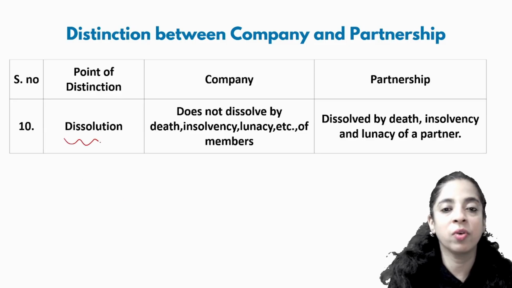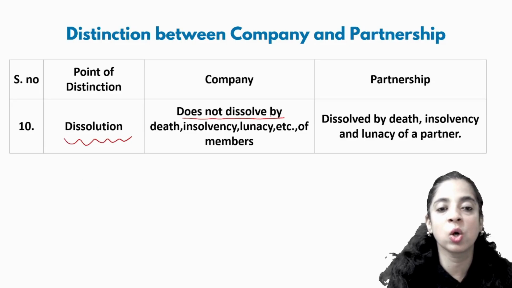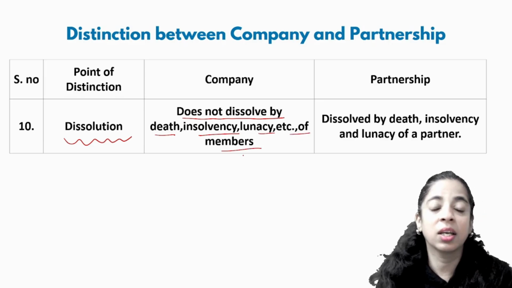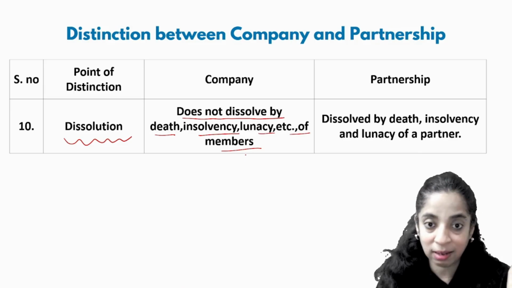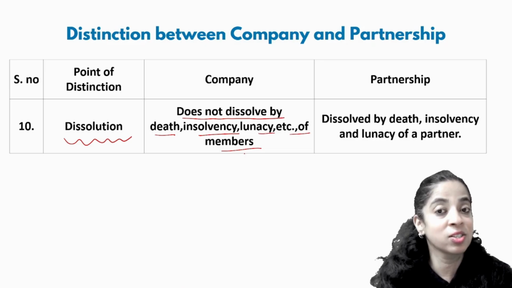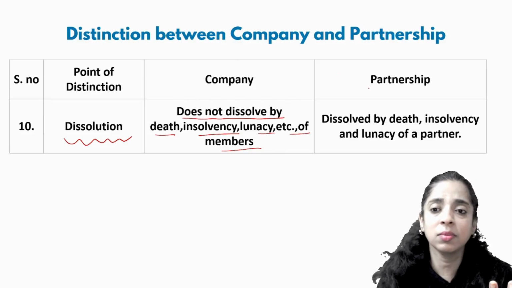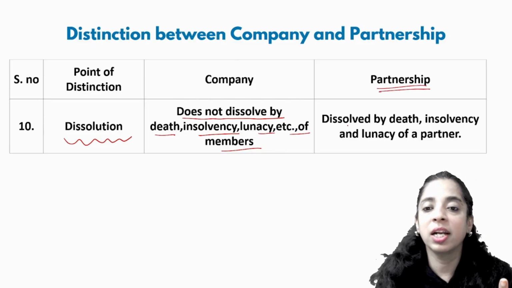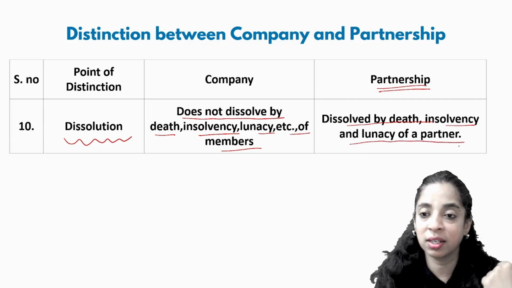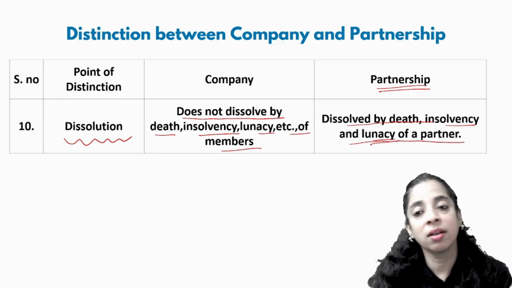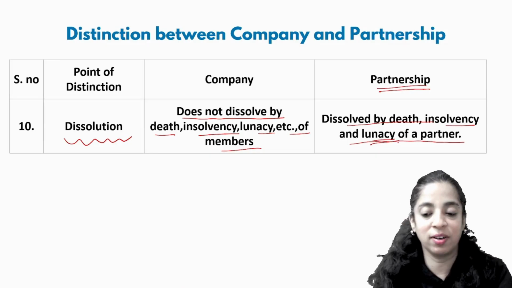Now, dissolution. When is a company dissolved? It does not dissolve by death, insolvency, lunacy, etc. of the members. So if a member dies, or goes lunatic, goes mad, then also the company doesn't dissolve. We have done this yesterday, right? Whereas in partnership, it is dissolved by death, insolvency and lunacy of a partner. If a partner dies, becomes insolvent or becomes mad, then the partnership is dissolved.